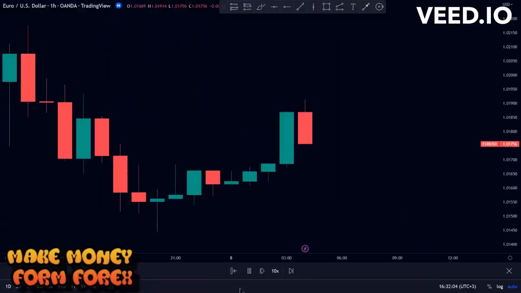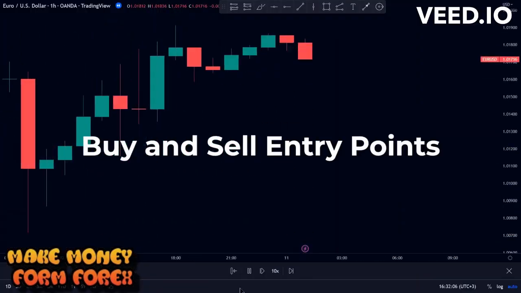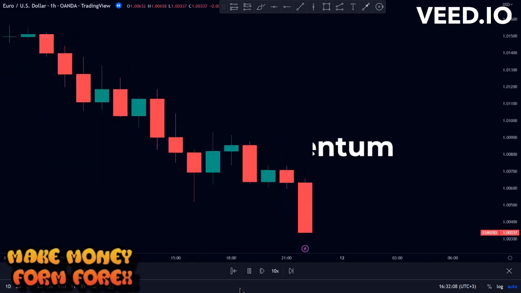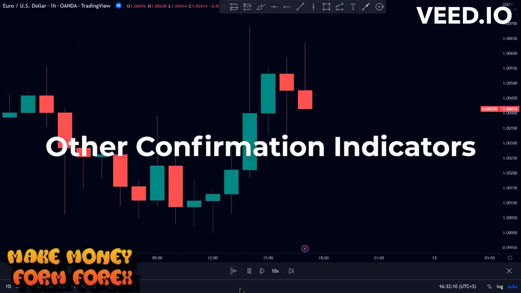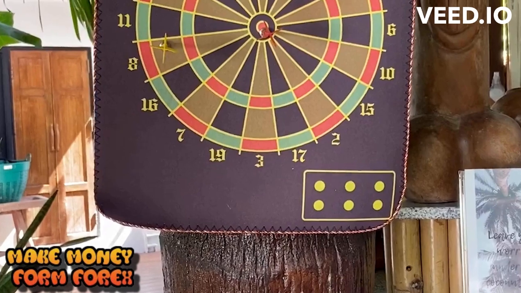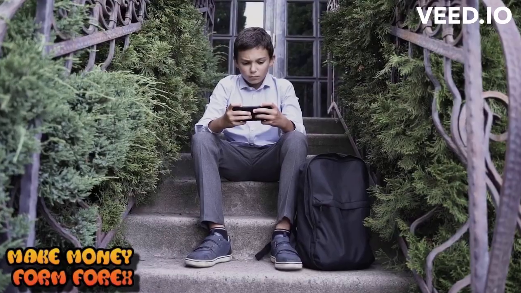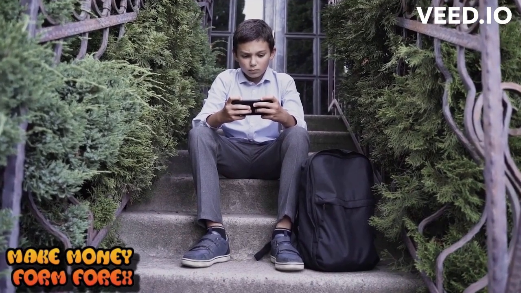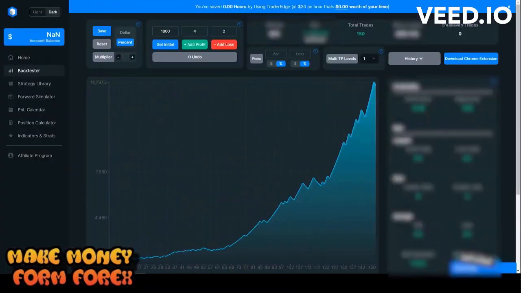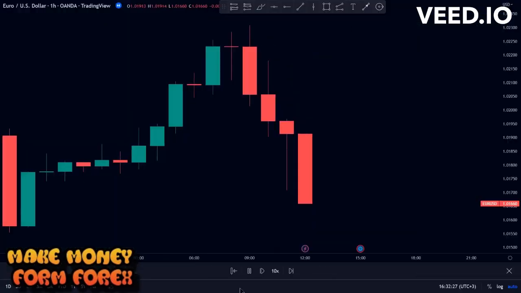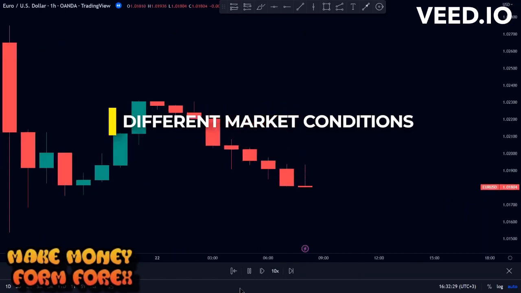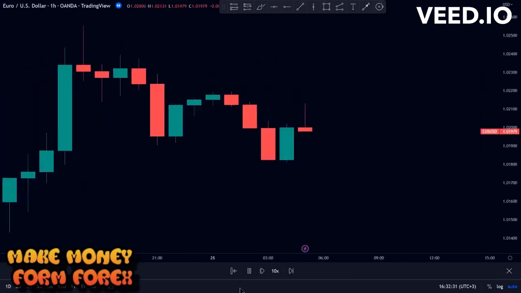This indicator is great at finding buy and sell entry points based on market momentum, but we're going to combine it with other confirmation indicators to create a highly effective trading strategy. Now, you may also want to stick to the end of the video because later in the video, I will also backtest this particular strategy 150 times using a risk to reward ratio of 1:2 just to see how it performs in different market conditions. Without any further ado, let's get into it.